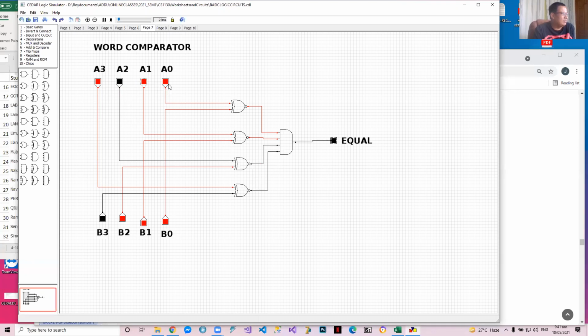Okay, they follow and they're ANDed together. This compares two variables A and B. If it's equal, the variable equal will be red. If they're not equal, the variable equal will be black, which means it's false. Okay. Any questions so far?